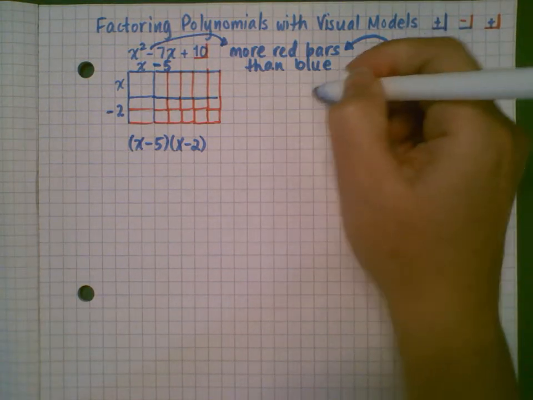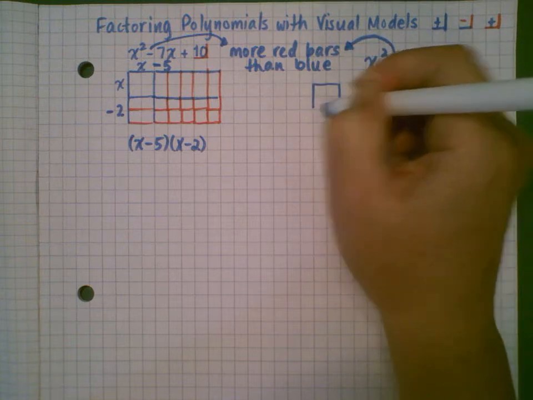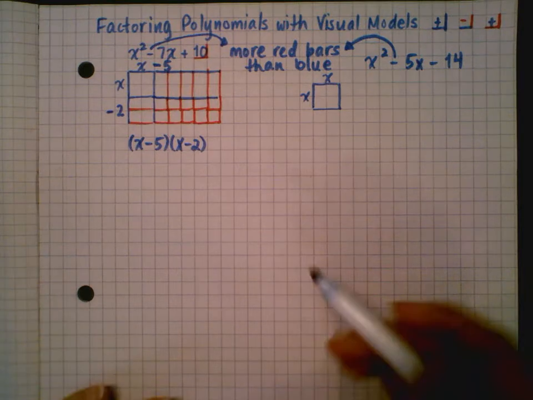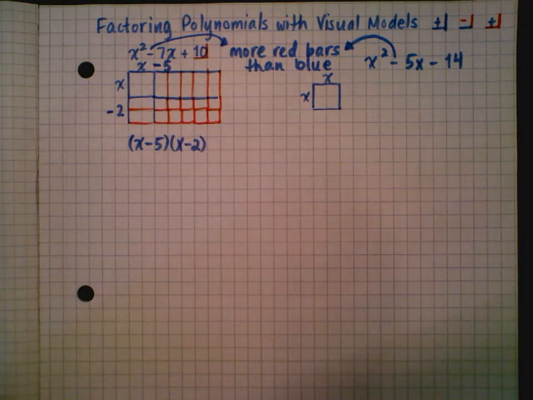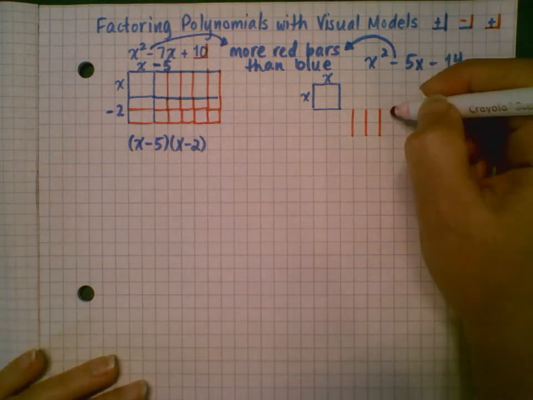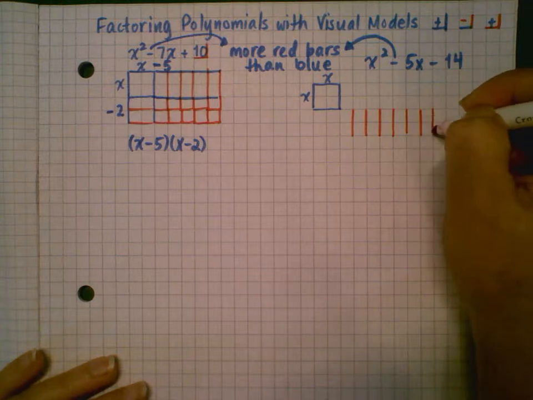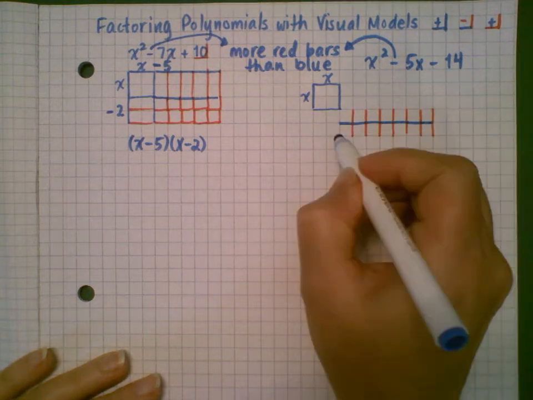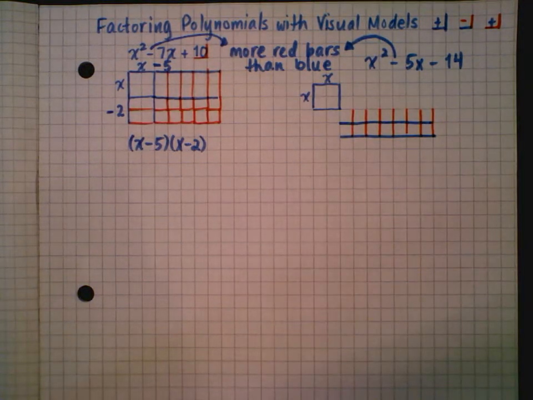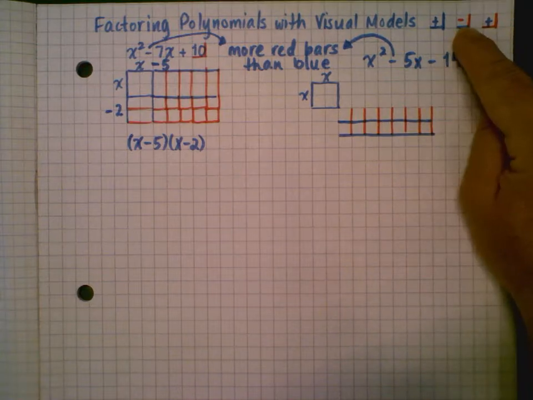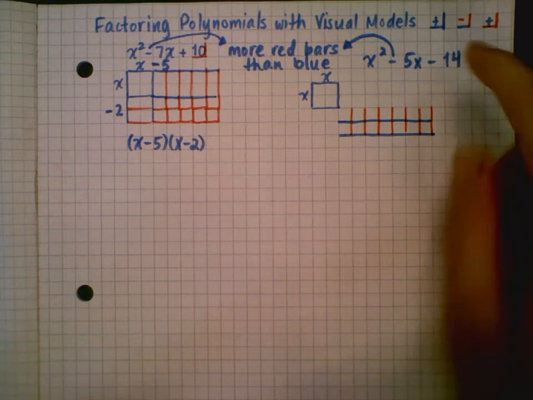So I'm going to draw that out. Here's my x squared, x times x. More reds than blues, so I'm going to go 7 times 2, so 7 bars, 4, 5, and they're too long if you like. So more red bars than blue. So this intersection of red and blue that you see here is generating that constant term of negative 14.